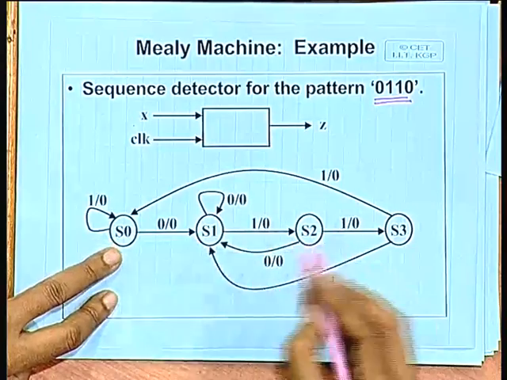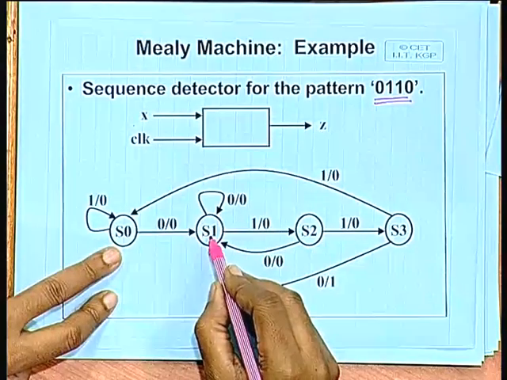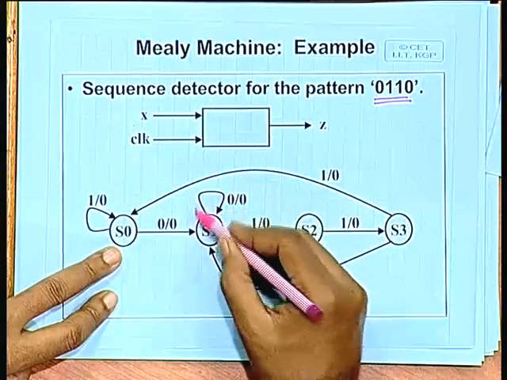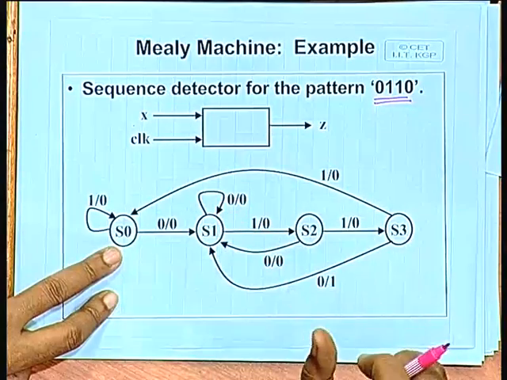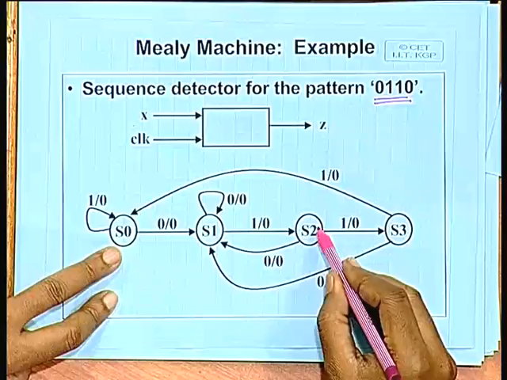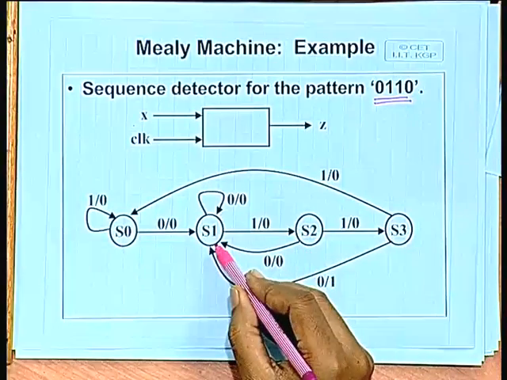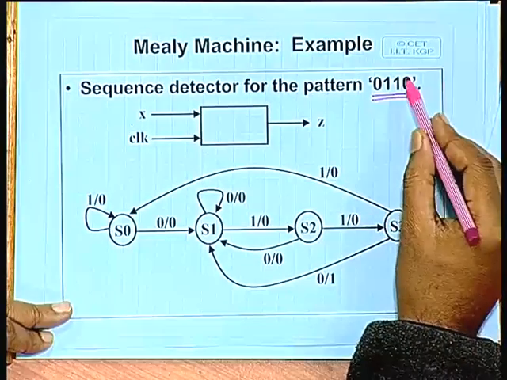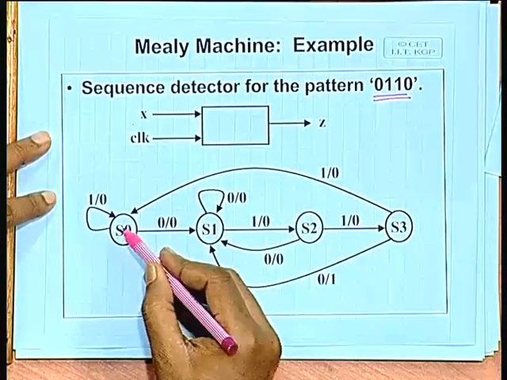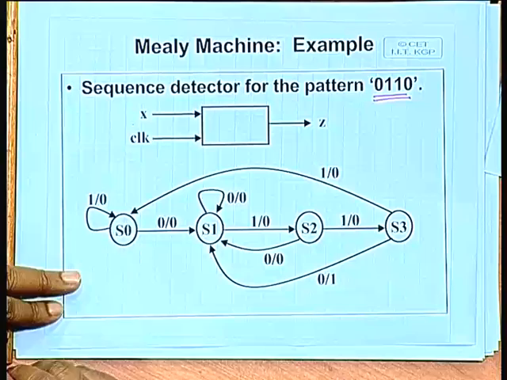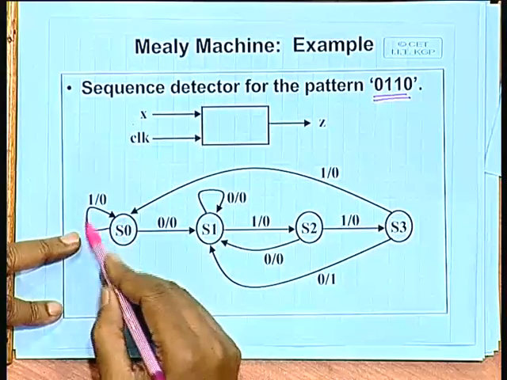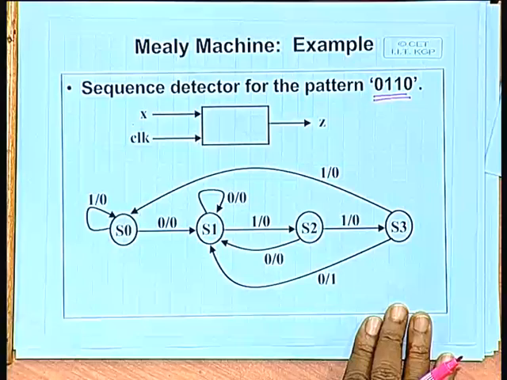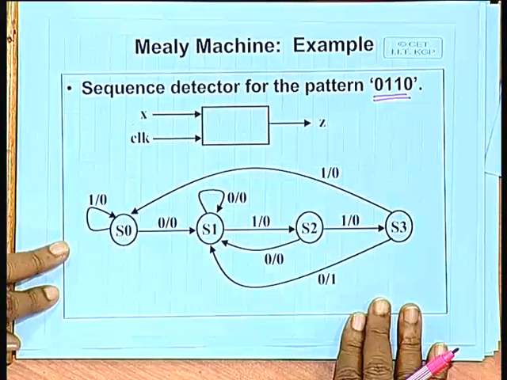But otherwise, say while in S1, S1 means I have seen the first 0. Now, if a stream of zeros comes, I will remain in S1 because I have seen the 0. In S2, if a 0 comes, I again come back to S1 because I again start with the first 0. From S3, if another 1 comes, I will again have to begin from S0. In S0, if a 1 comes, I remain here. So, this is the state transition diagram I want to model.